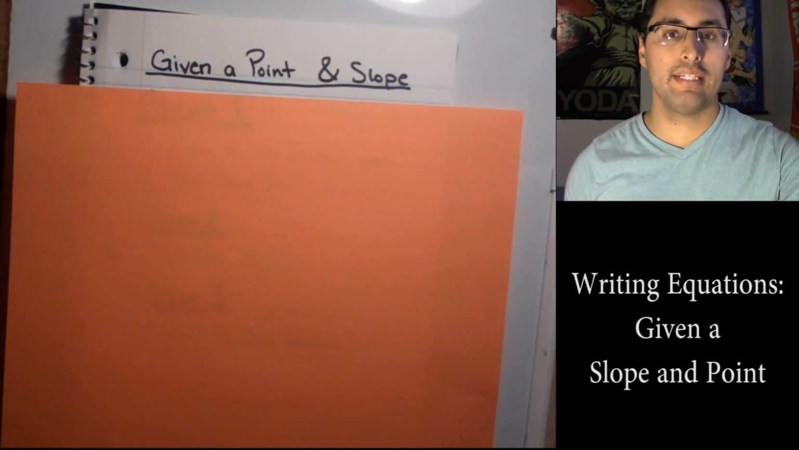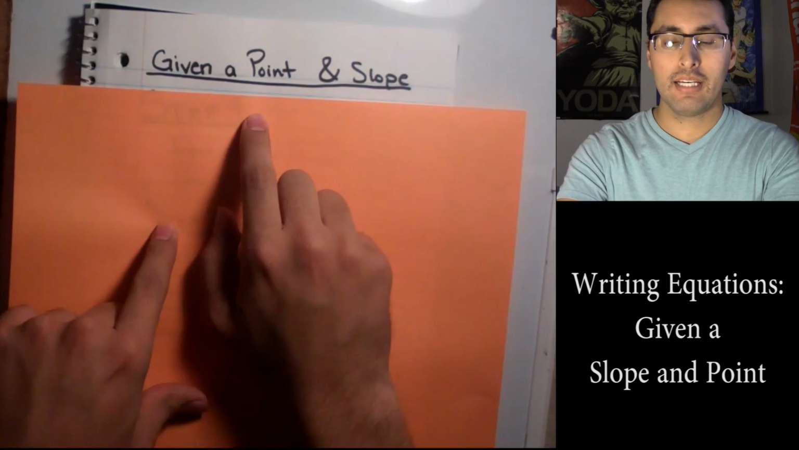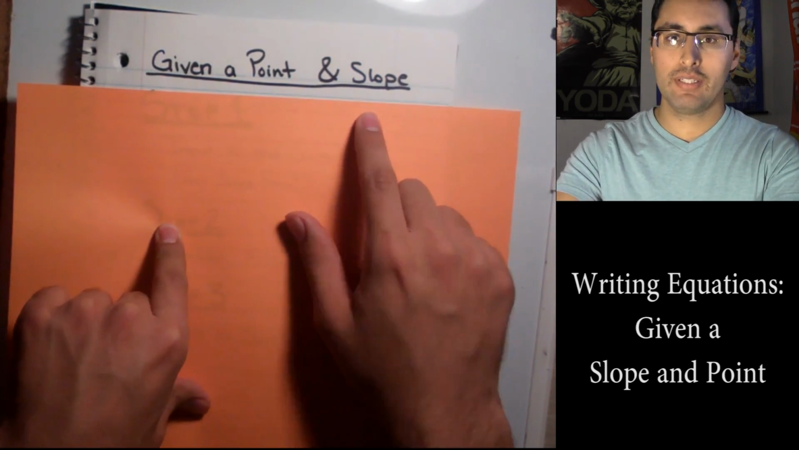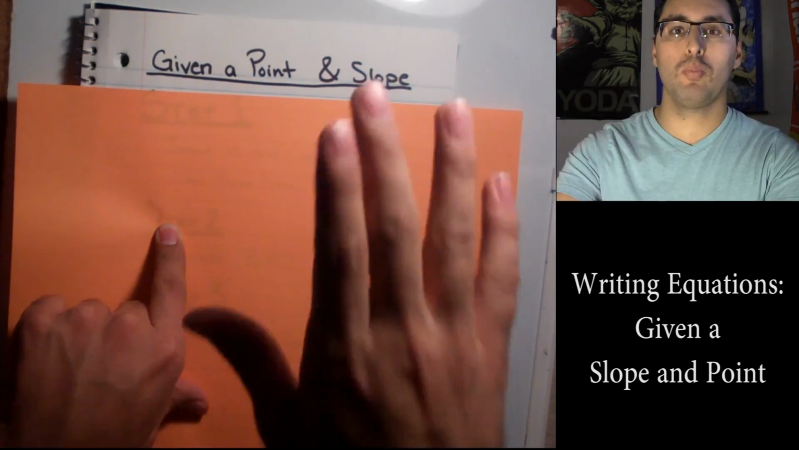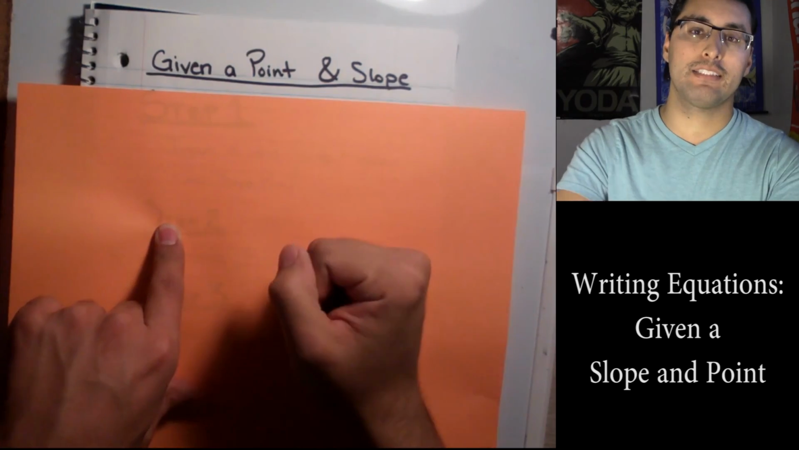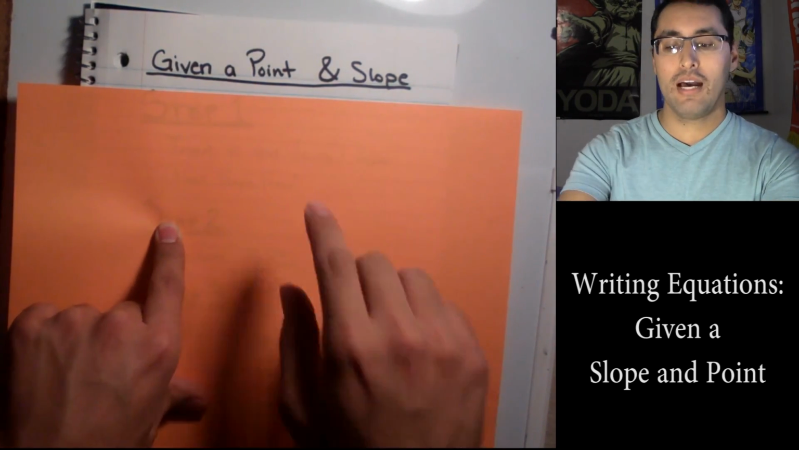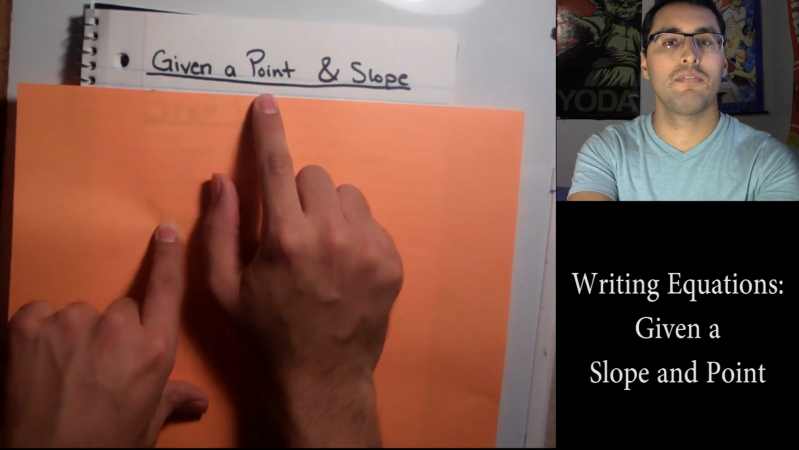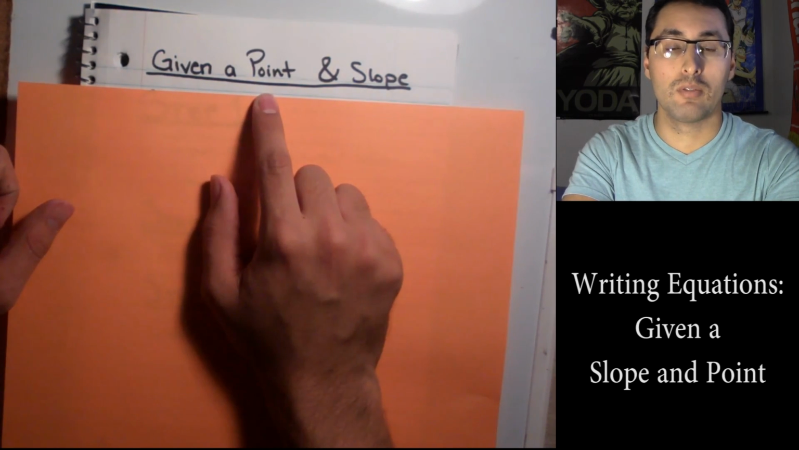Hey class, so this video is on writing equations given a point and a slope. In the previous video and previous sections, you guys have done awesome when I gave you a slope and the y-intercept. You did fantastic putting that into an equation. But now, instead of giving you the y-intercept, I give you a point. We have to figure out how to put that into the equation.